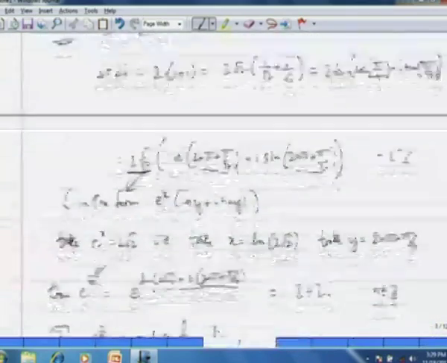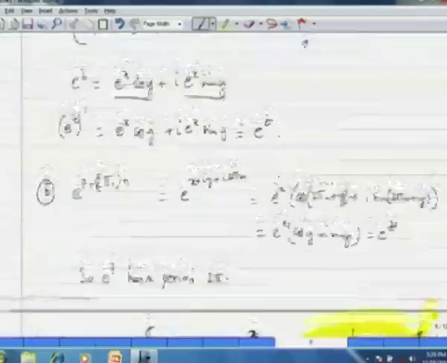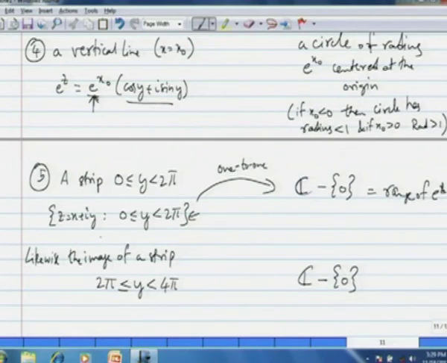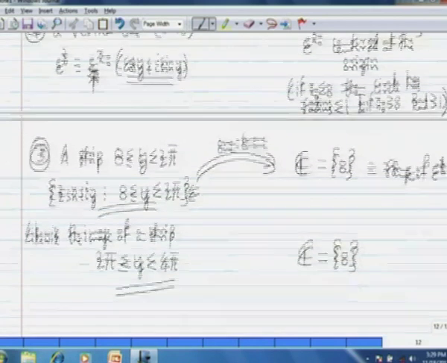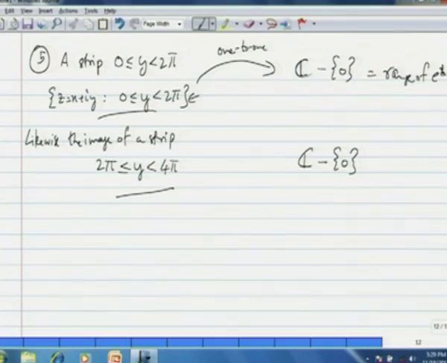For example, we showed already that e power z equals alpha has infinitely many solutions. So, e power z is not a 1 to 1 function, but when you restrict the exponential function onto any of these strips, then e power z is 1 to 1. And when you restrict it onto this strip, there is a possibility of defining the inverse function of e power z, which we would want to call the logarithm. But that we will do later. So, for now we will continue with these mapping properties.